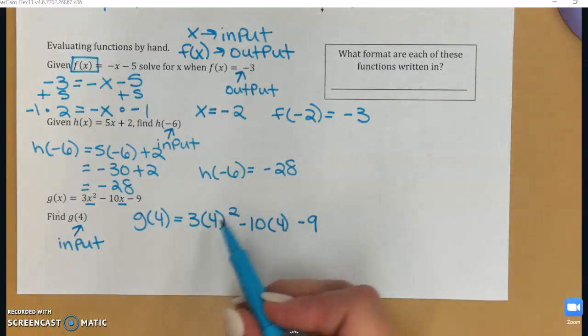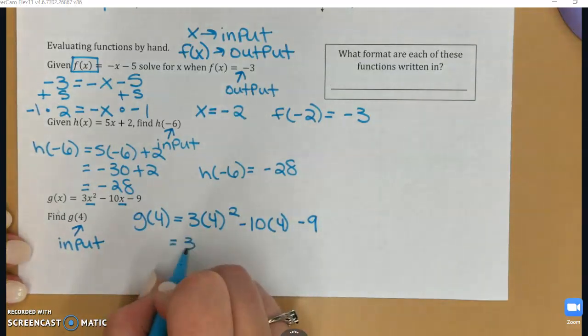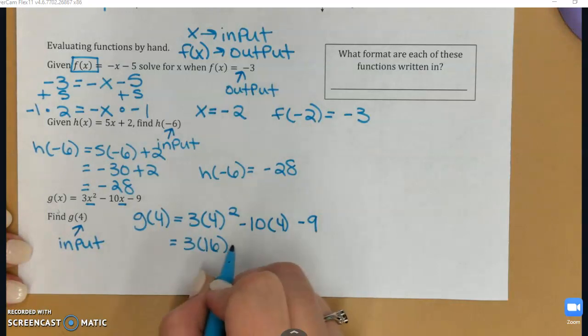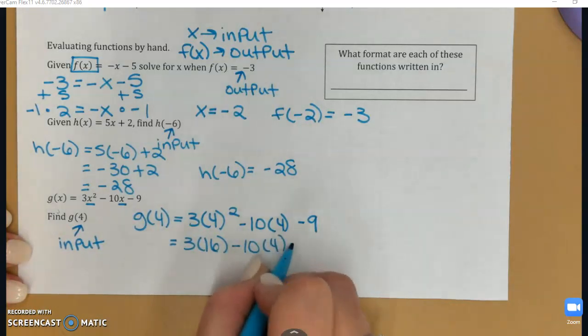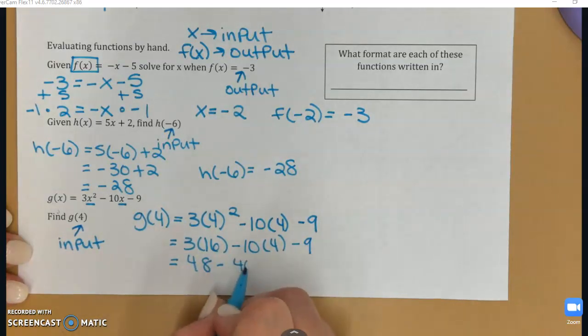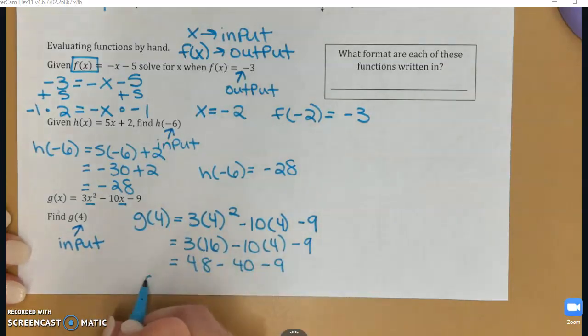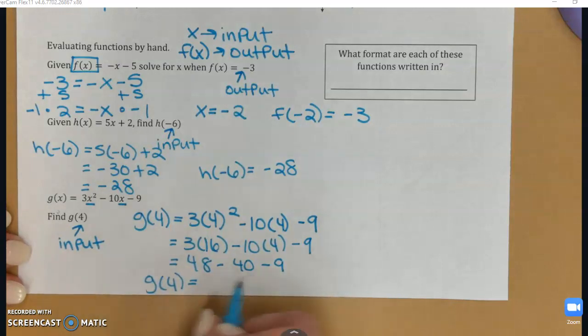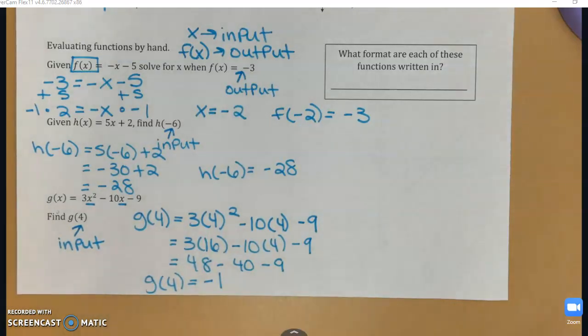Order of operations says I need to do my exponents first, and then I can multiply. And so when my input is 4, my output is -1. Somewhere on my graph, I'm going to have the point 4, -1.